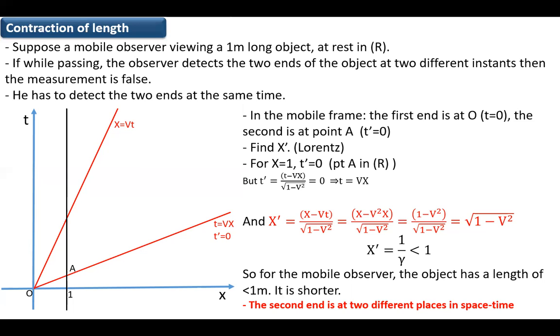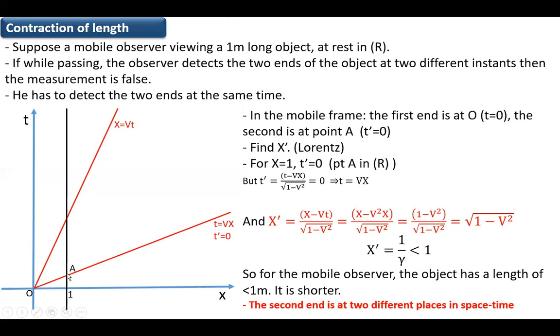So in the mobile frame, if the first end is at O or at 0, the second end is at point A. So if your observer is making the measurement at t prime equals 0, for the mobile observer, the time is t prime. So if he decides to make the measurement at t prime equals 0, he detects the two ends of the object at t prime equals 0. So t prime equals 0 corresponds to this point A.